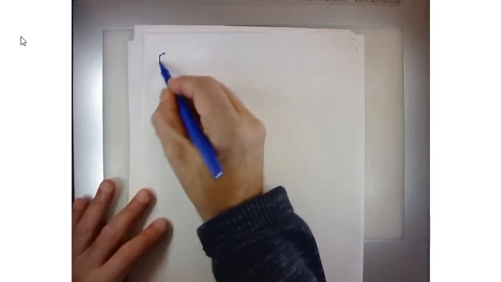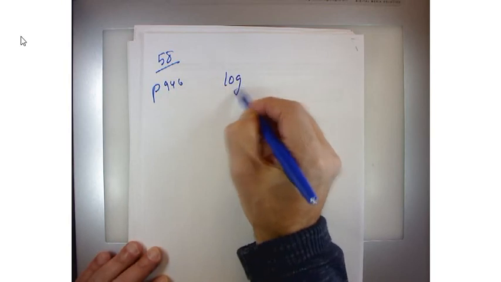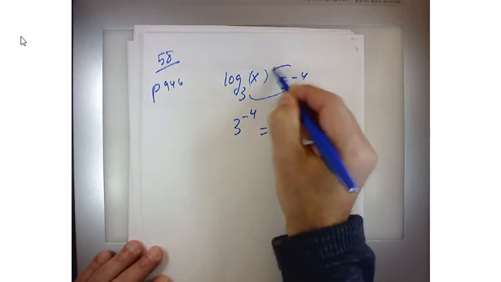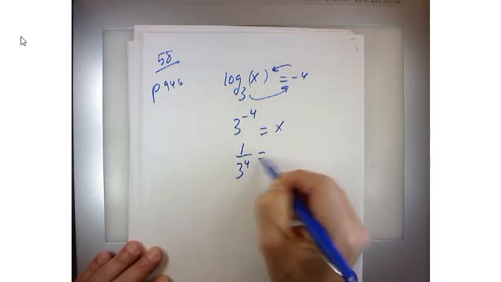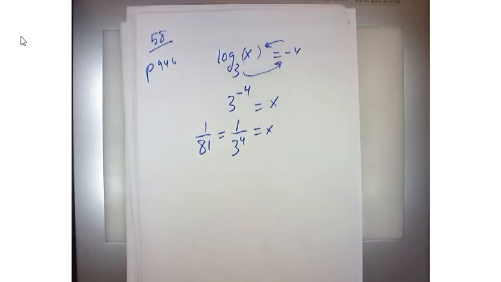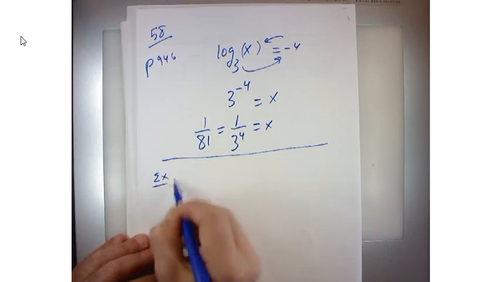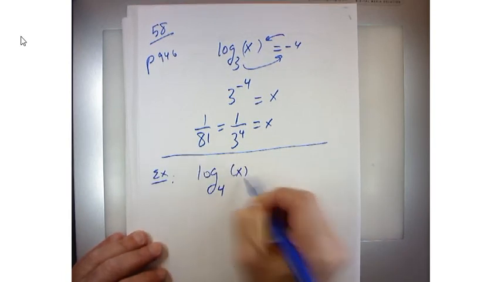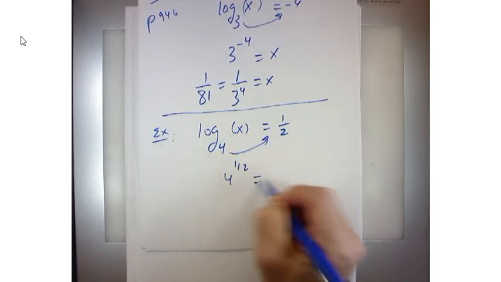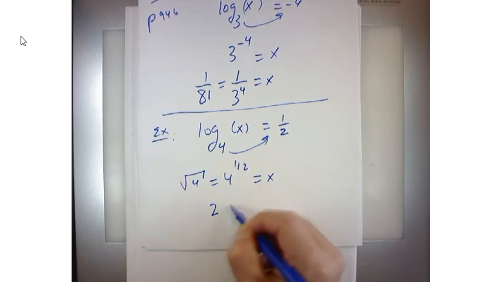58, again page 946. Log base 3 of x equals negative 4. So 3 to the negative 4 equals x. 1 over 3 to the 4 equals x, which is 1 over 81. Again, log base 4 of x equals 1/2. So find x. 4 to the 1/2 is x. Remember, that's the square root of 4, which is 2.